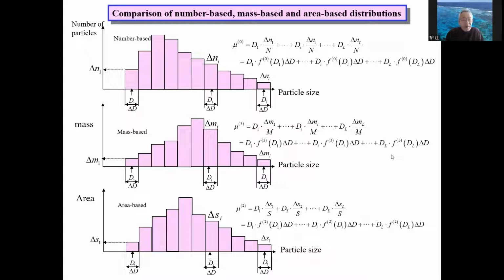This page compared the number-based, mass-based, and area-based distributions using histograms and equations. The superscripts 0, 3, and 2 are attached to the mean size symbol mu and the probability density f. I have already explained the number-based and mass-based mean size in detail. Also, I will not explain them any further.